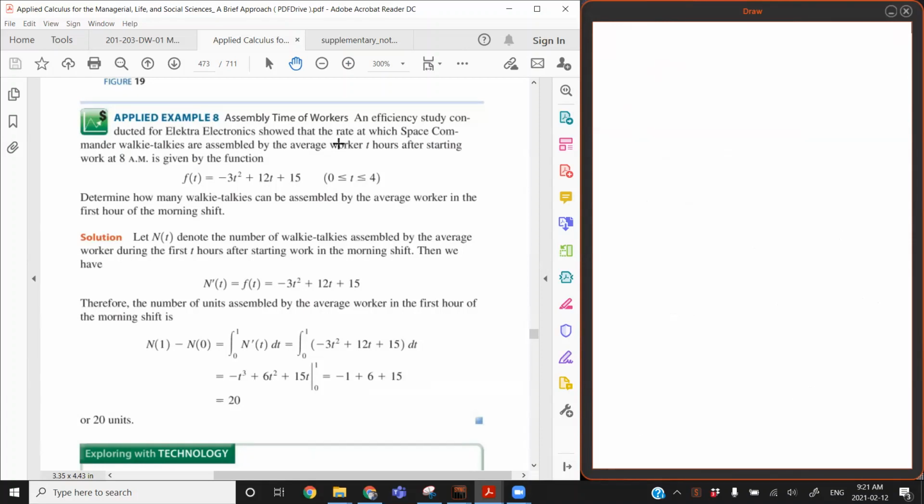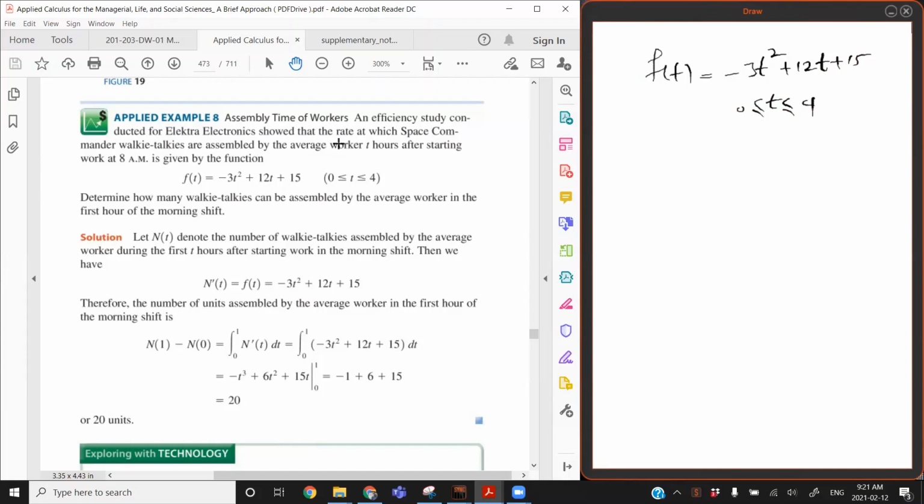So this function here, f of t equals negative 3t squared plus 12t plus 15. t is between 0 and 4. The unit of measurement for time is hour. And what this function is giving us is not the number of walkie-talkies that is produced by the average worker. It's the rate of change of the number of walkie-talkies assembled by each worker. So in other words, it tells us how fast the average worker works.